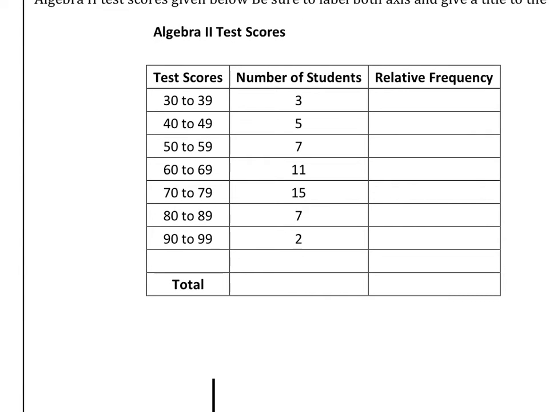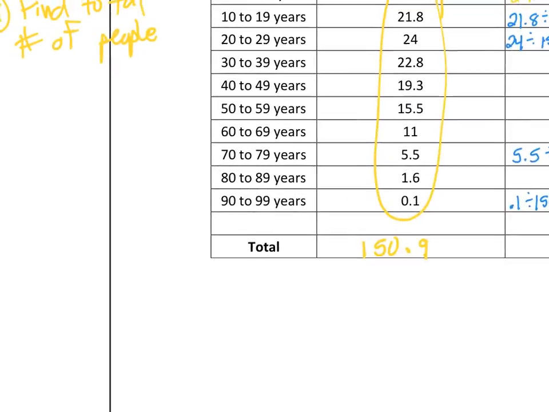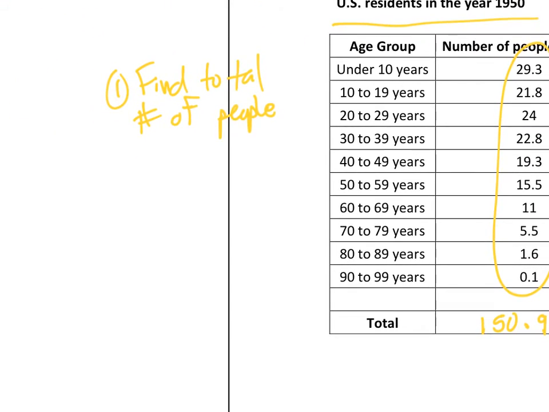So step 1 will be find the total. And actually, I just realized I forgot to write this. So step 1 is find the total. Step 2 is divide number in class by total.